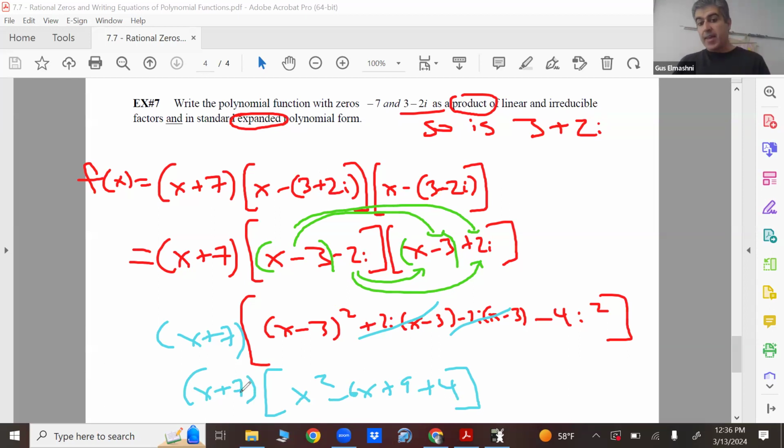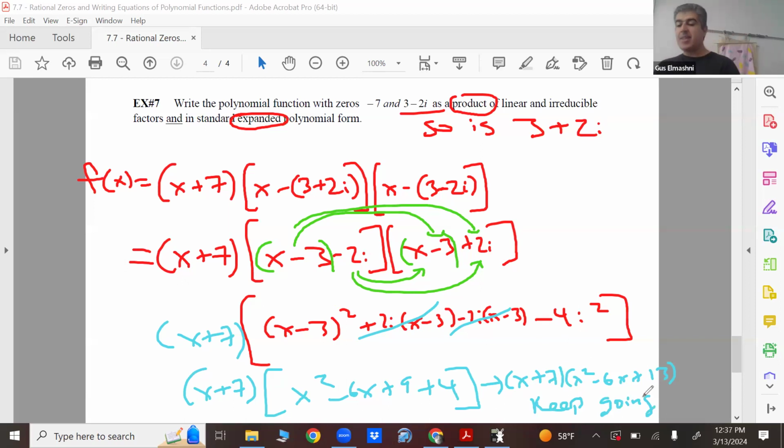And then you got to FOIL that again. Geez, yeah, this gets really, really crazy. So that becomes x plus 7 times x squared minus 6x plus 13. And you keep going. I ran out of space clearly. I trust you guys can do that. X times each of those 3 things in x squared minus 6x plus 13. 7 times each of those 3 things in x squared minus 6x plus 13. Let me show you a better way.